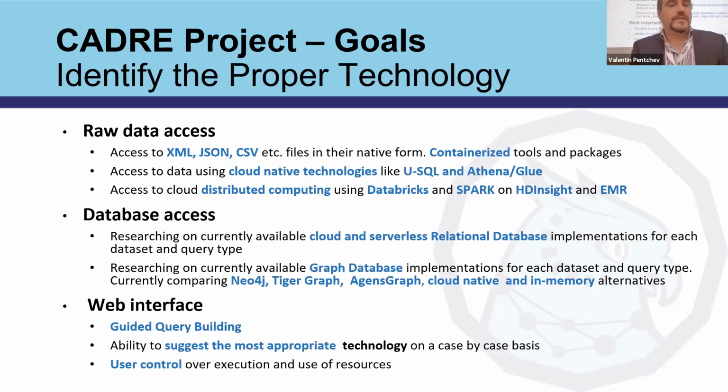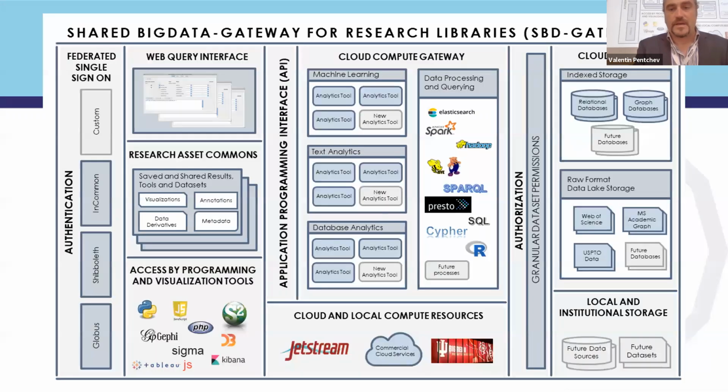There are 3 levels of access: the raw data access, which is exactly as the data came with some augmentation and containerization, and allowing you to use everything that we have access to on the cloud platforms. As mentioned, full database access to relational databases and some graph ones as well. And we have a web interface that will help you build queries to target data. This is the platform itself.